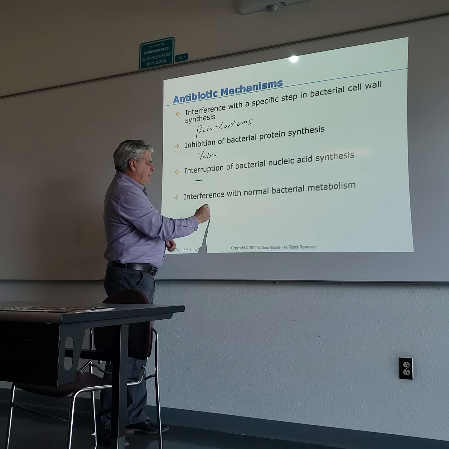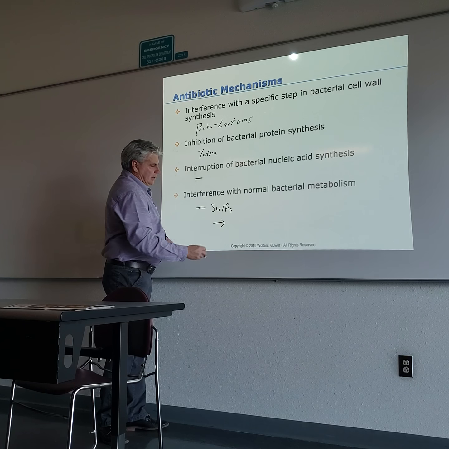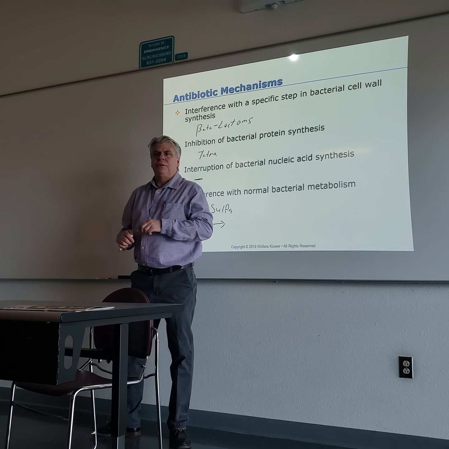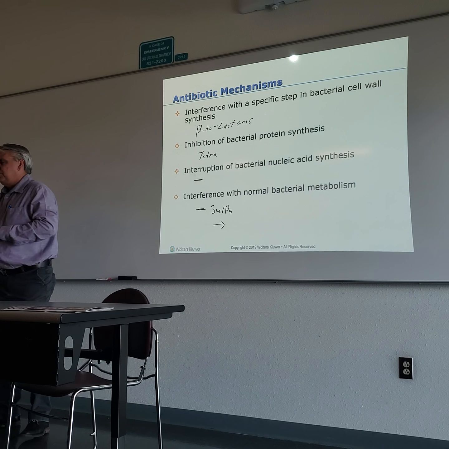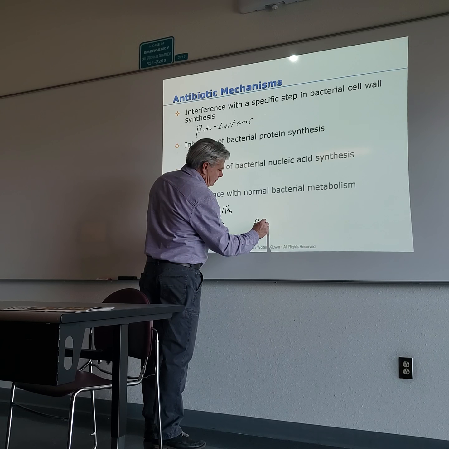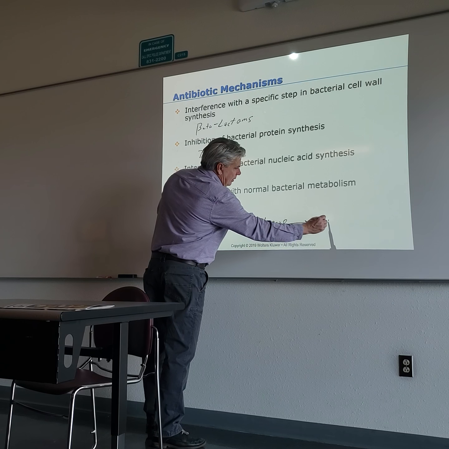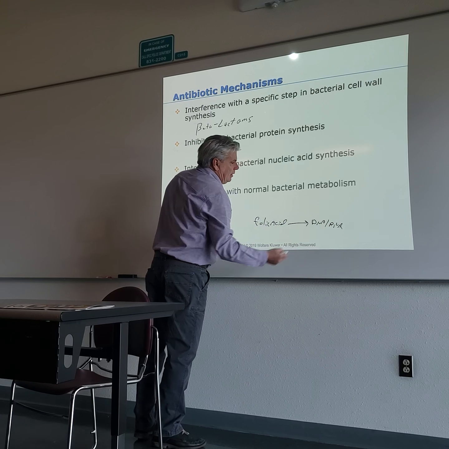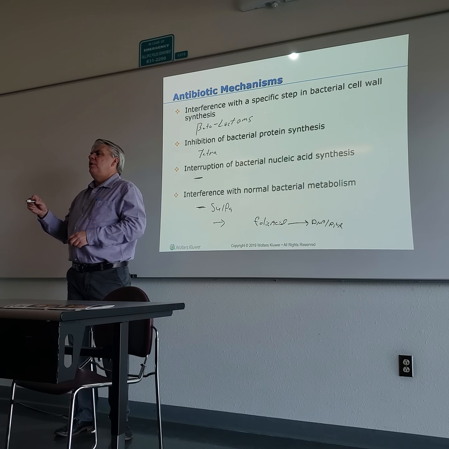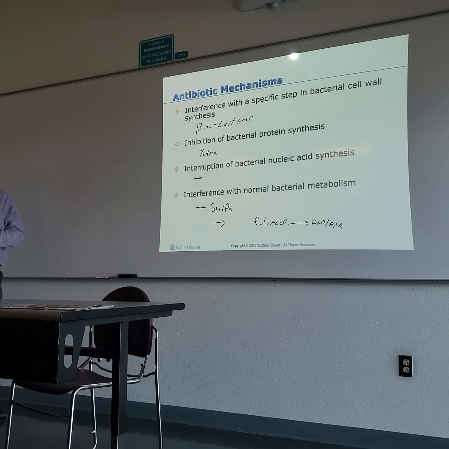Interference with normal bacterial metabolism, these could be the sulfa drugs. Sulfonamides, there's about five of them. They're generally the class is called sulfa drugs. They interfere with folic acid, DNA and RNA synthesis. They competitively inhibit one of the enzymes in this pathway. Did I go over that in here? Maybe in micro.